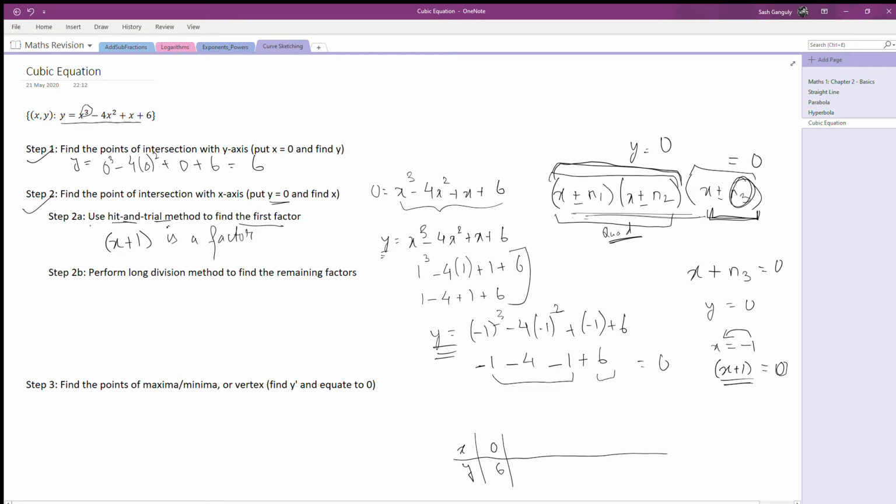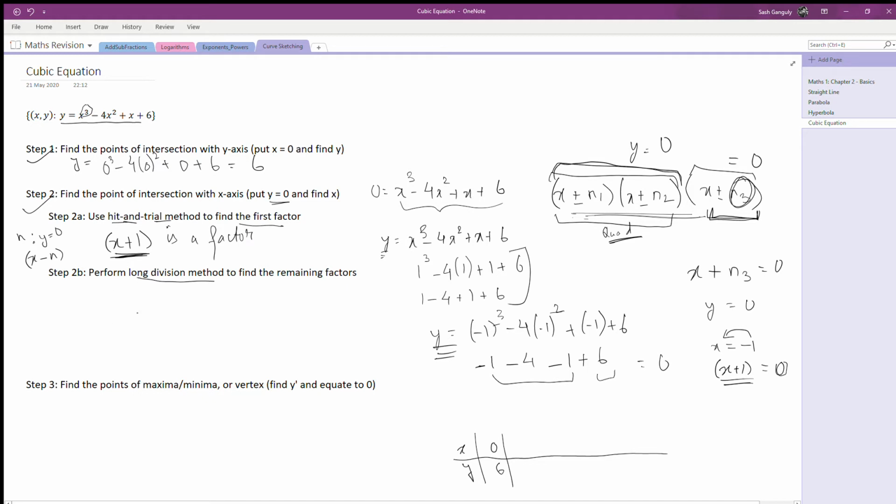So use the hit and trial method, and whatever number, let's say you put any number as n, and that makes y equal to 0, then that means x minus n is a factor. In our case, x is equal to minus 1 made y equal to 0, therefore x plus 1 is a factor. Now to find the quadratic, we need to perform this thing called the long division method. Some of you already know how to do it, so you can skip forward in this video, but I'll quickly run through how we perform the long division method.